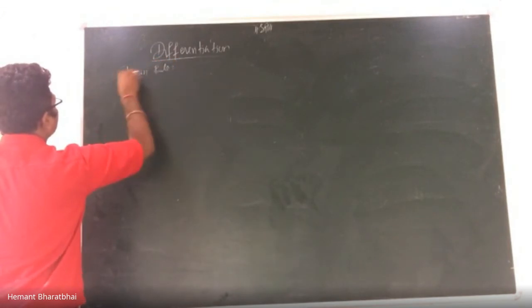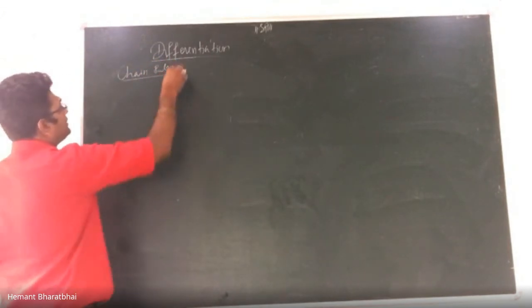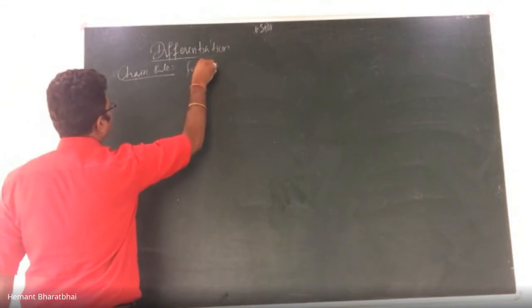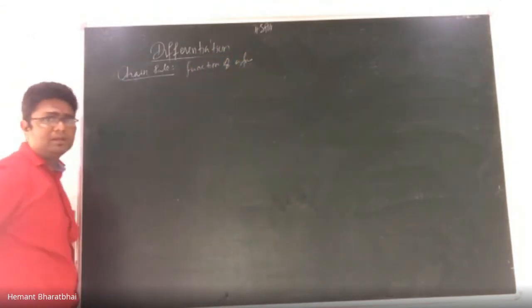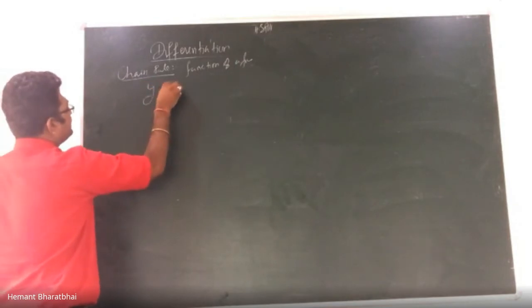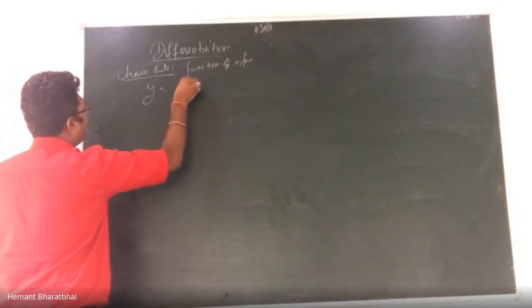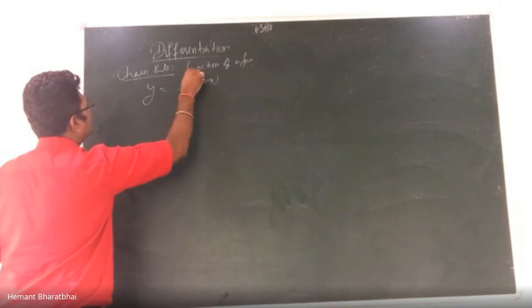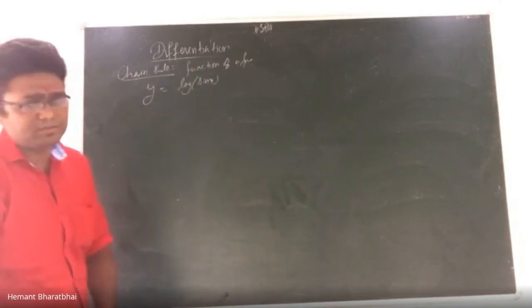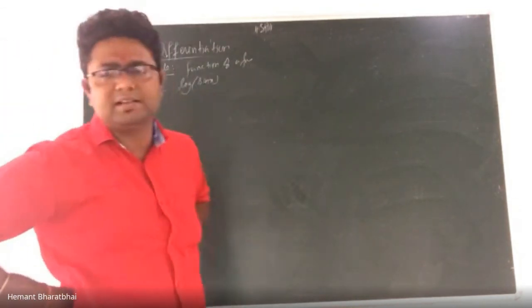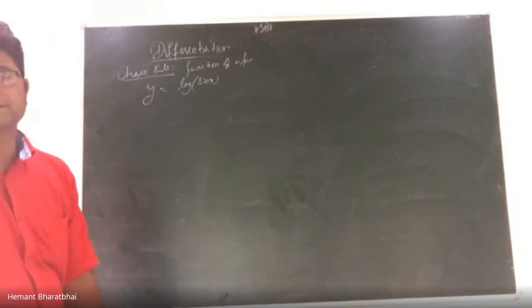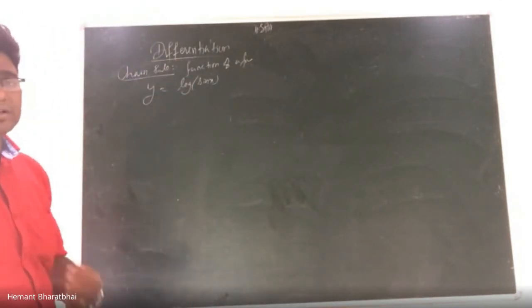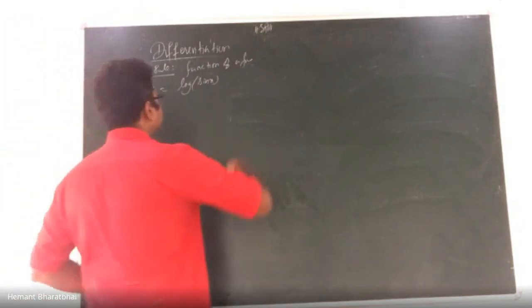So first is, when do we apply a chain rule? When it is a composite function. What is a composite function? A function of a function. So for example, I have y is equal to log of sine of x. See, it is not log x into sine x. If it is log x into sine x, then it is the u into v rule. But it is log, and instead of x, I have sine x. So it is log sine of x. So it is a function of a function.